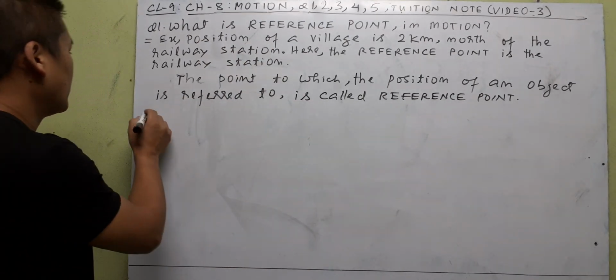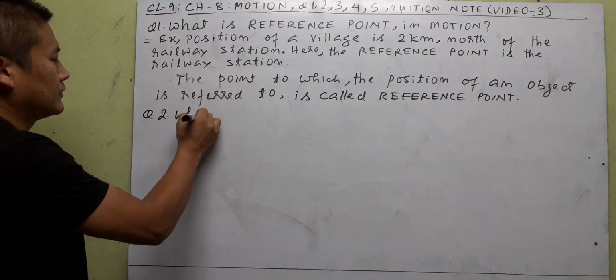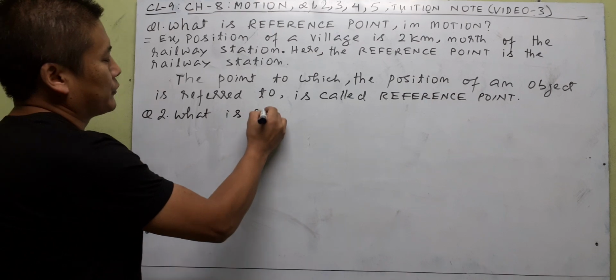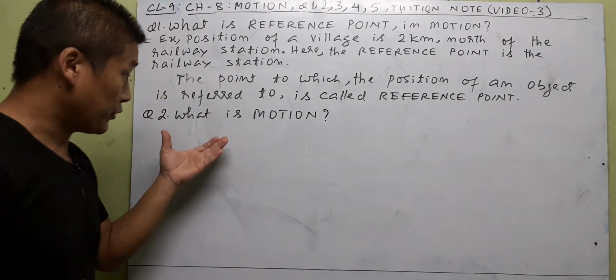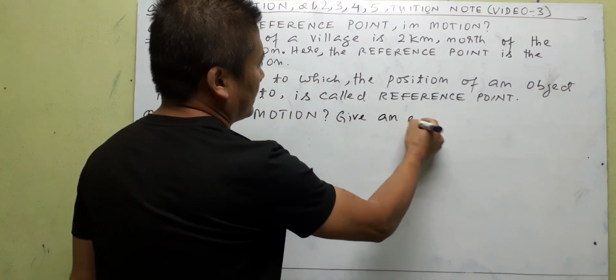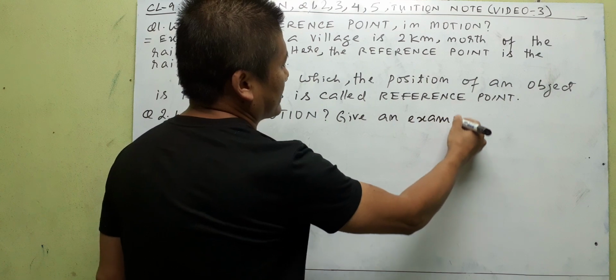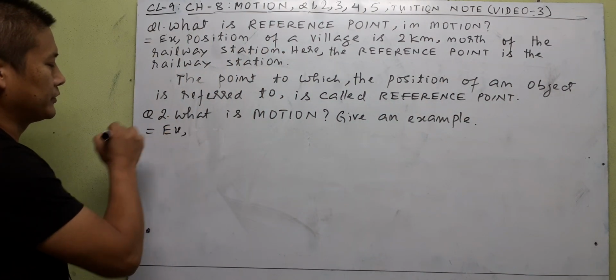It's going to be important. Next, question number 2: what is motion? So we are now coming to the main topic of the chapter, motion. Give an example or write an example. So here we will start again with the example because that's easier, as we said. So let us take an example of motion.